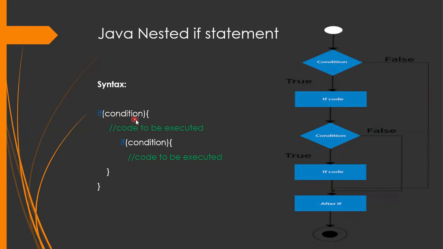So here we have an expression or condition. If this condition is true, it will go inside the if, and it will execute this statement. After the statement, there is one more condition, which belongs to one more if condition. If this condition is true, it will execute the code.